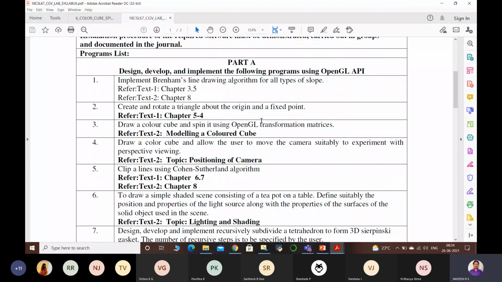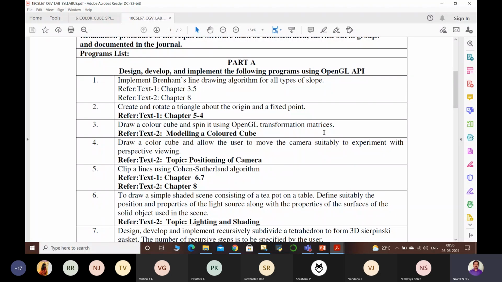So that is about the cube. We have to construct a three-dimensional cube and spin it in three-dimensional space, with respect to two different projections. Both programs are to draw a color cube. You can see here in questions third and fourth: draw a color cube and spin it using OpenGL transformation matrices.